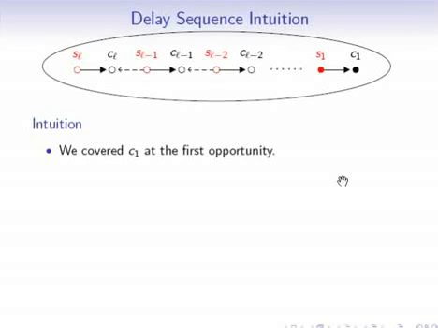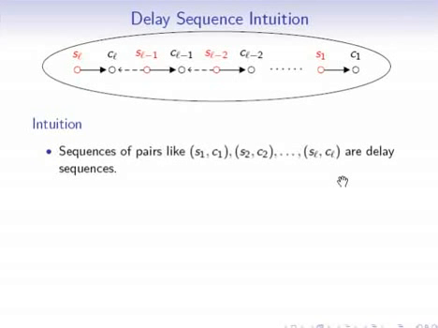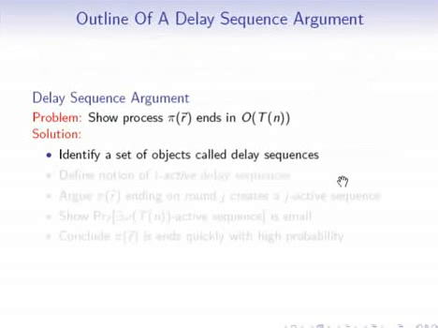We're going to keep doing this until we get to a node which we cover on the very first opportunity. In other words, this node wasn't delayed by anyone. So our intuition leads us to define delay sequences to be a path of pairs like this: a selection node S_1 and a covering node C_1, then a selection node S_2 and a covering node C_2, where we have these delays. So we've completed the first part of the delay sequence argument, identifying objects called delay sequences.